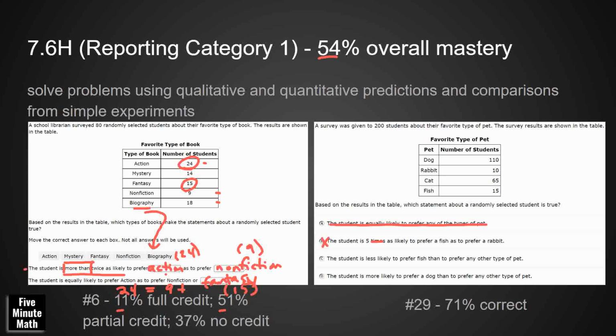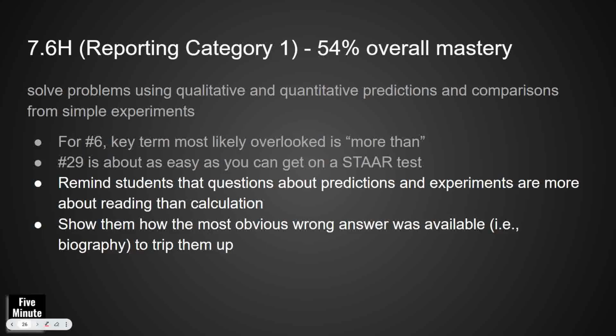Student is less likely to prefer a fish than any other. No, fish is low, but rabbit is lower. I mean, look at this. Students more likely to prefer a dog than any other type of pet. That's about as simple as you can get. Now, 29% of our students still did not get that correct, but 71% is fantastic. So for number 6, the key term that was most likely overlooked, like I said, is "more than." And for 29, it's about as easy as you can get on a STAAR test.